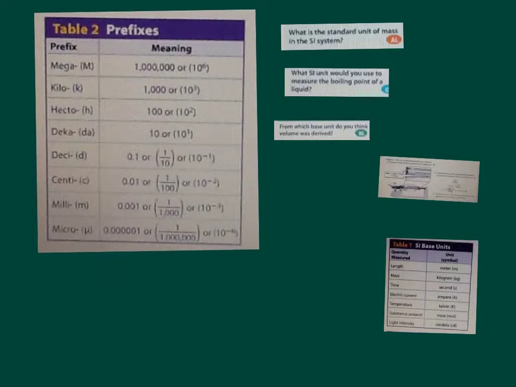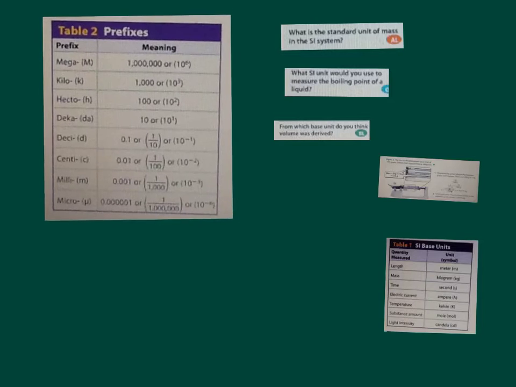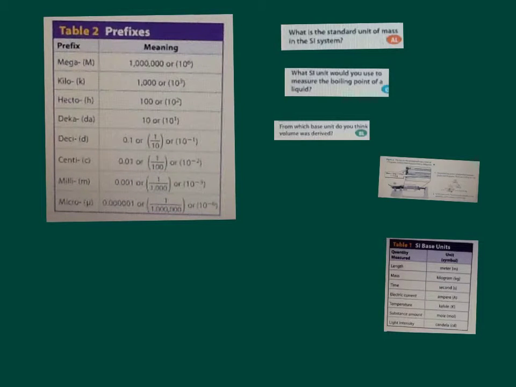So let me just throw something out there for you. How can you convert one SI unit to another? You remember that you can multiply or divide it by a power of 10. So each one of these is a change by 10. Divide or multiply.